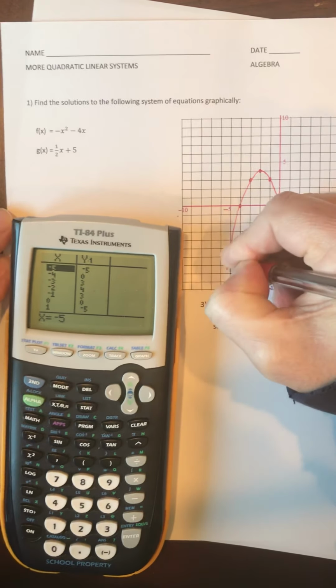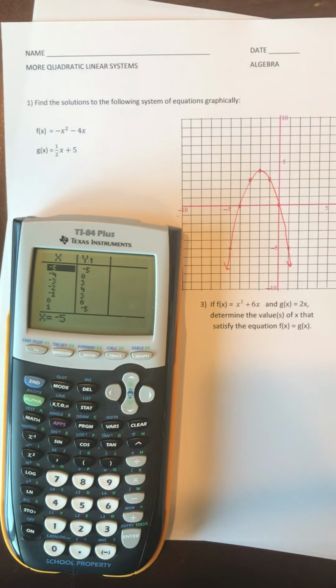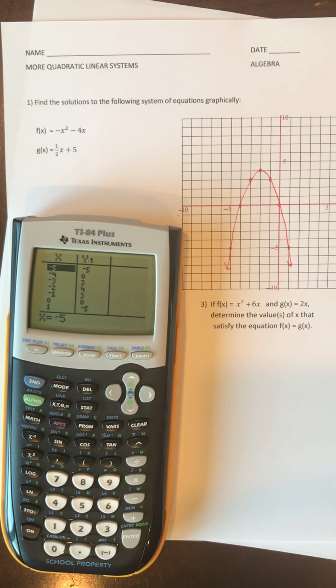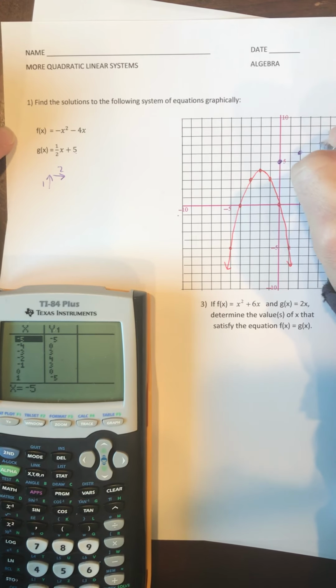Then we're going to graph our linear function, which, if you know how to do slope-intercept, it's going to be much easier. Our y-intercept is 5, so we're going to start at +5. And our slope is 1/2. So that's up 1, right 2. Up 1, right 2.